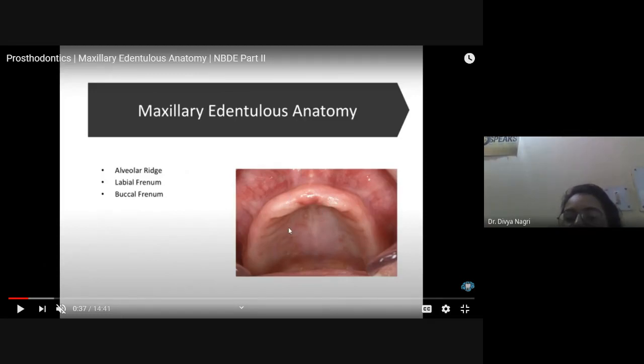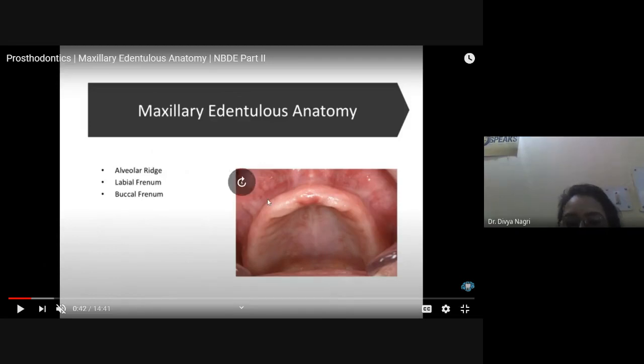If this is fine, you start with the recording of the impressions. This is your labial frenum. This is your buccal frenum. This is a limiting structure present in the patient's mouth. Limiting structure means your denture, your impression, cannot extend beyond this frenum. This is the labial vestibule, and this is the buccal vestibule. Always remember the word vestibule is associated with the mouth of the patient. You are not going to see the vestibule on the impression. You are only going to see the vestibule in the patient's mouth.